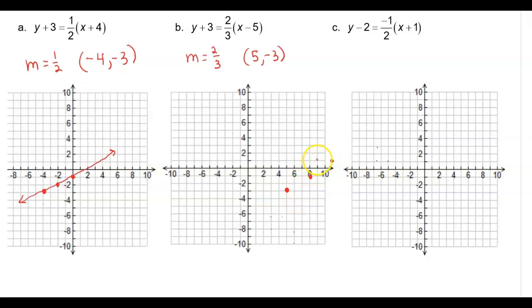If you end up going off the grid, you could also go back to your starting point. Instead of going up 2, right 3, you can go down 2, left 3. Please pause the video, try part C, then turn the video back on to see the answer.